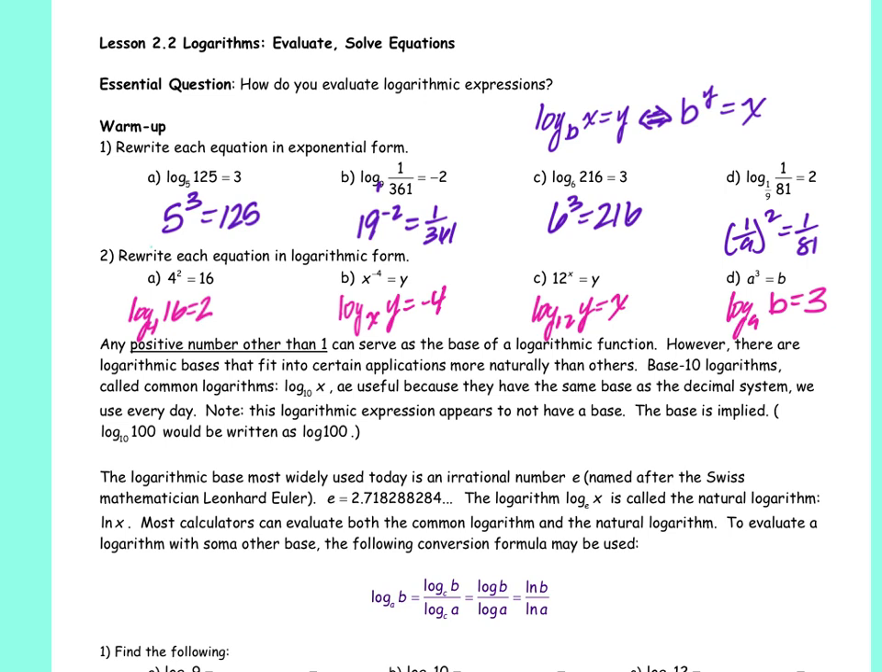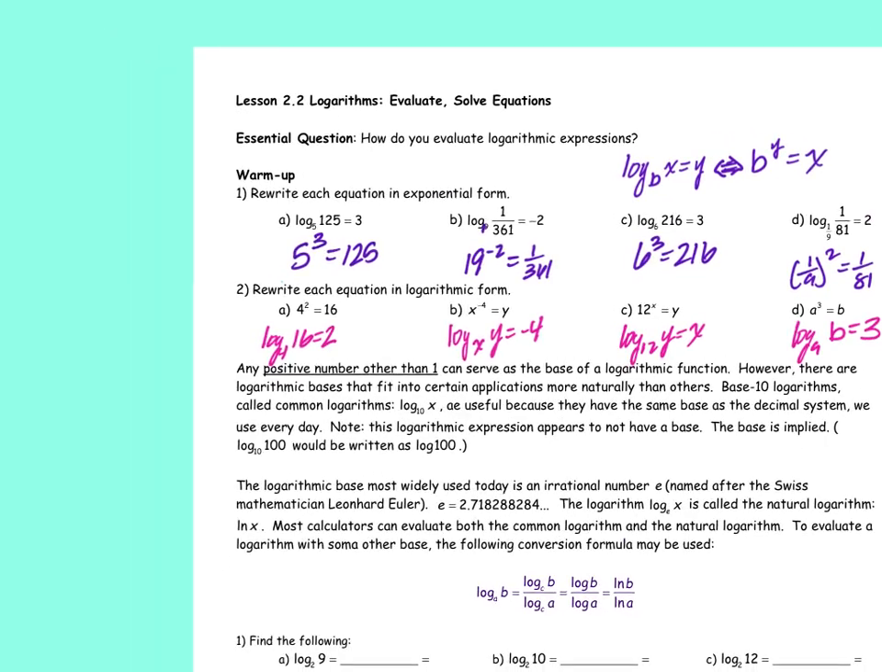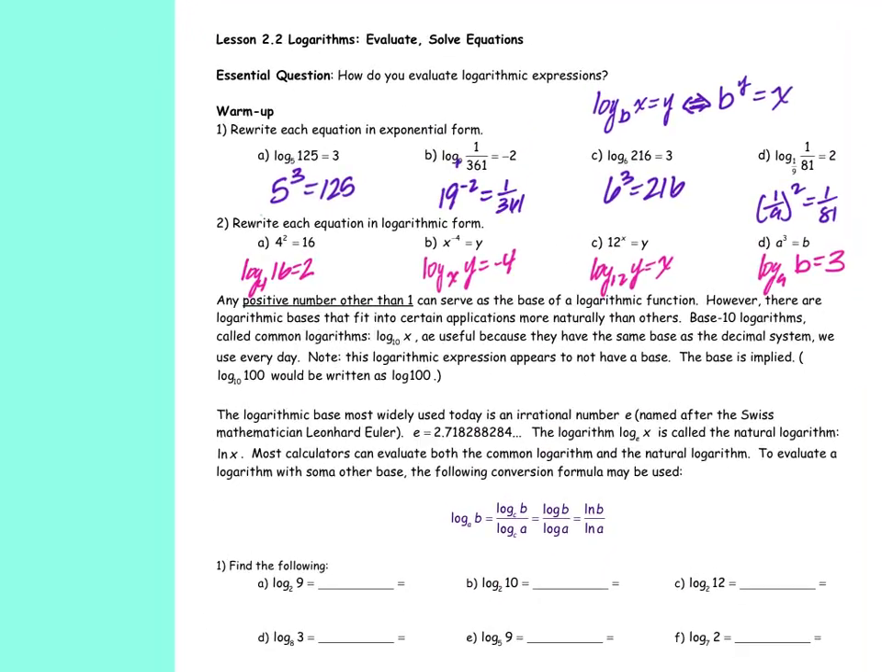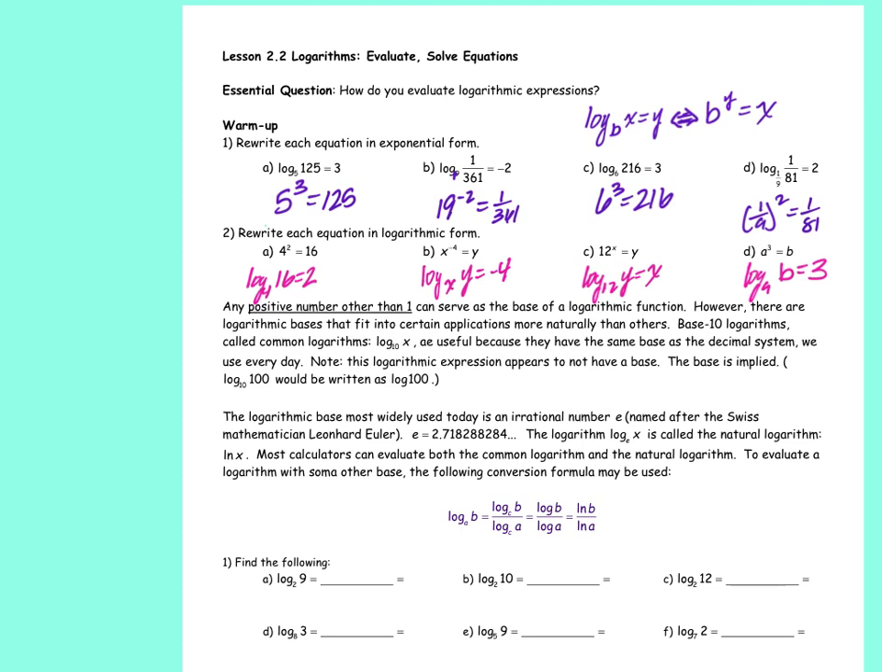So I'm going to just read this and talk about it a little bit as we go through it. It says any positive number other than 1 can serve as the base of a logarithmic function. And why is that? I'm going to make this a little smaller so I can talk about that. Because, guys, remember, if I had log base 1 of 3 equals whatever.